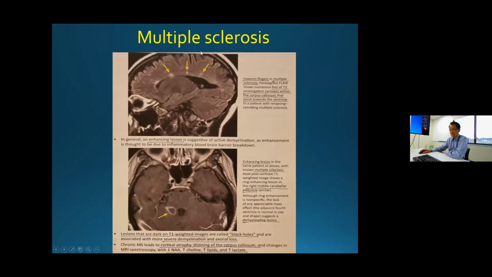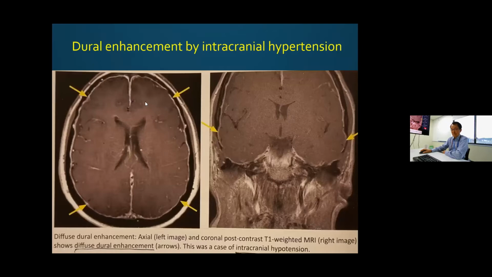Multiple sclerosis occurs in relatively young ladies, and these tiny plaques are perpendicular to the ventricle. So the shape is different, and there may be enhancing vascular lesions together. Then there's idiopathic intracranial hypertension, a still unknown disease, with very increased pressure of CSF, often related to certain stroke or trauma. There's a diffuse enhancement in the dura. So this is a finding of intracranial hypertension.